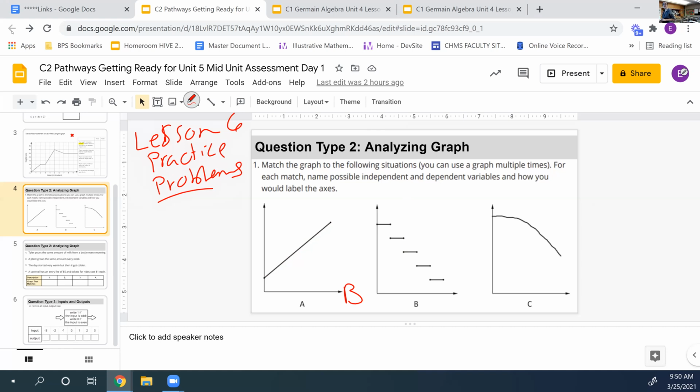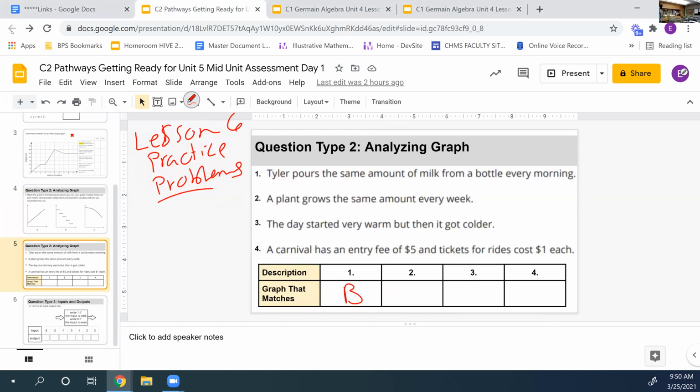Very good, Edgar. So it's increasing, so we want one that's going up, and it's increasing at a constant rate, so it should be a what kind of line? A straight line. Very good, Matthias and Edgar on that one as well. So letter A would be the best description for number 2.